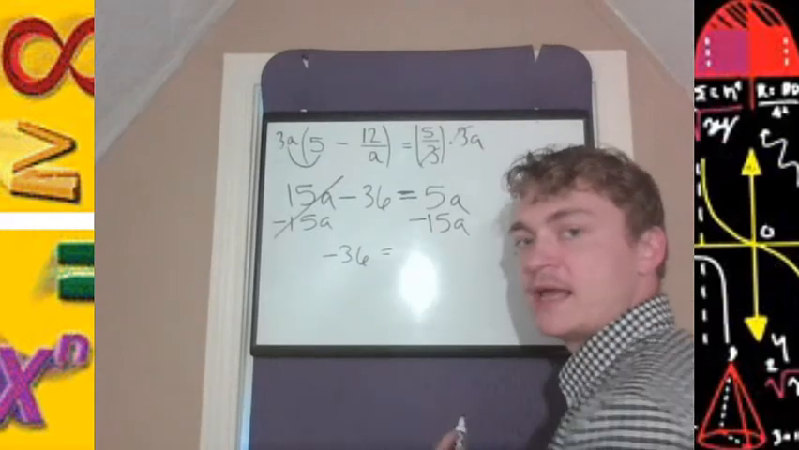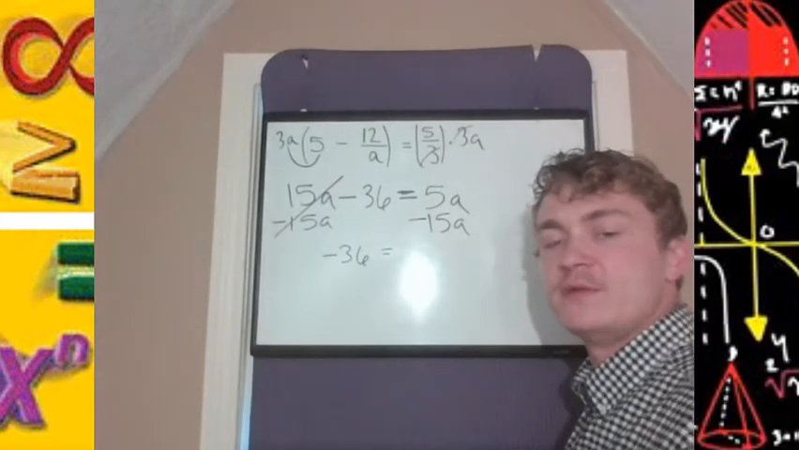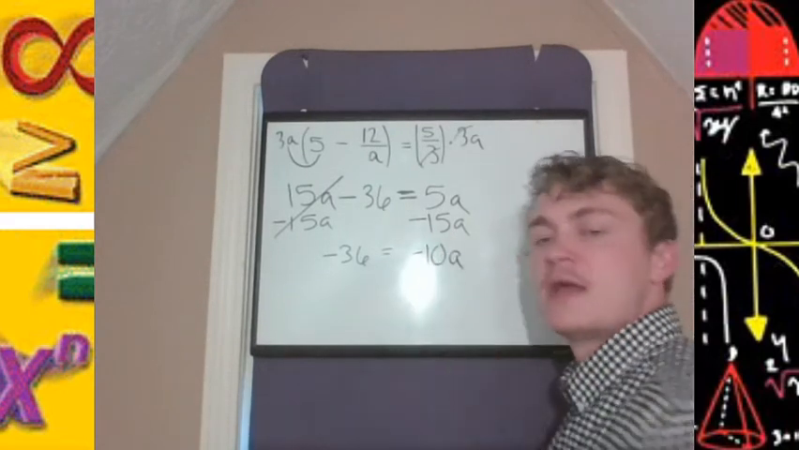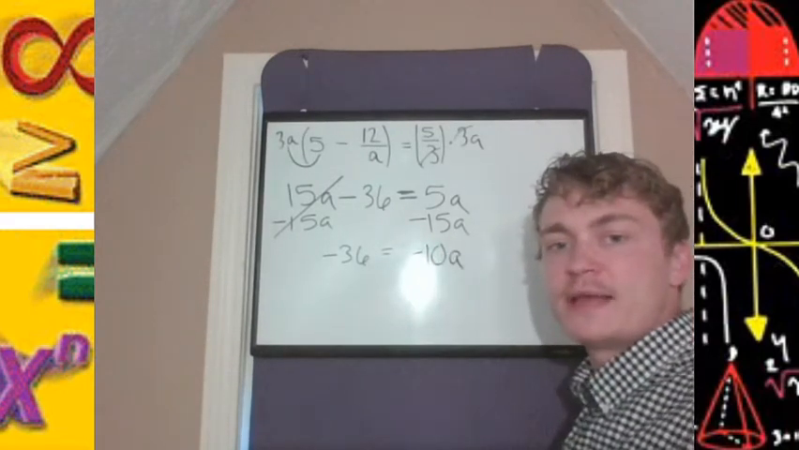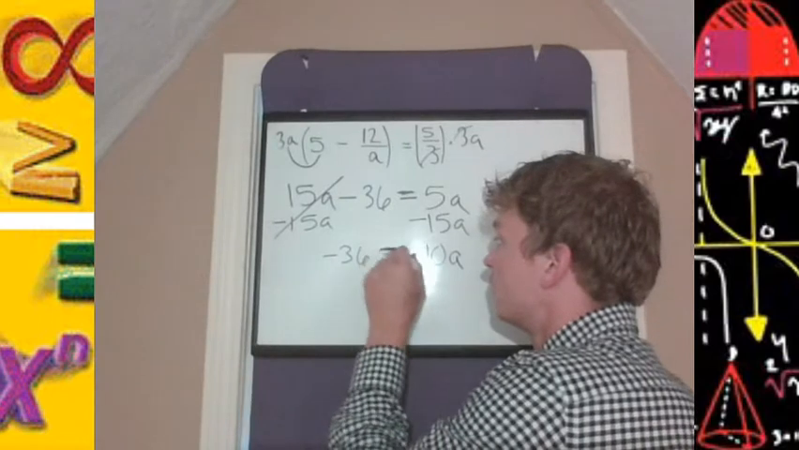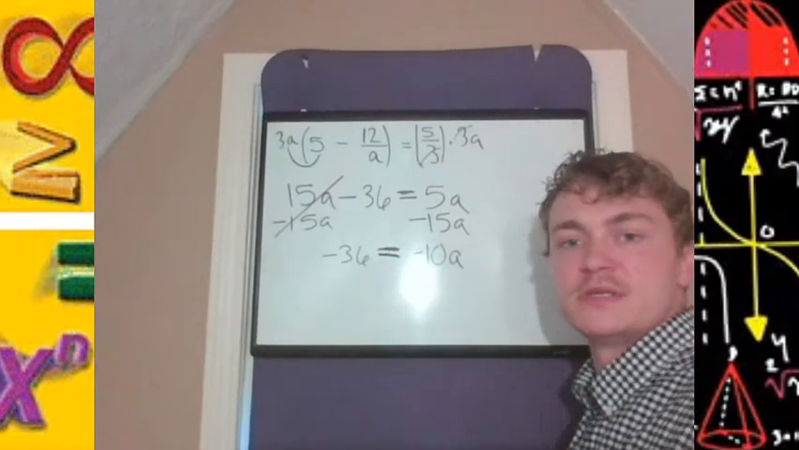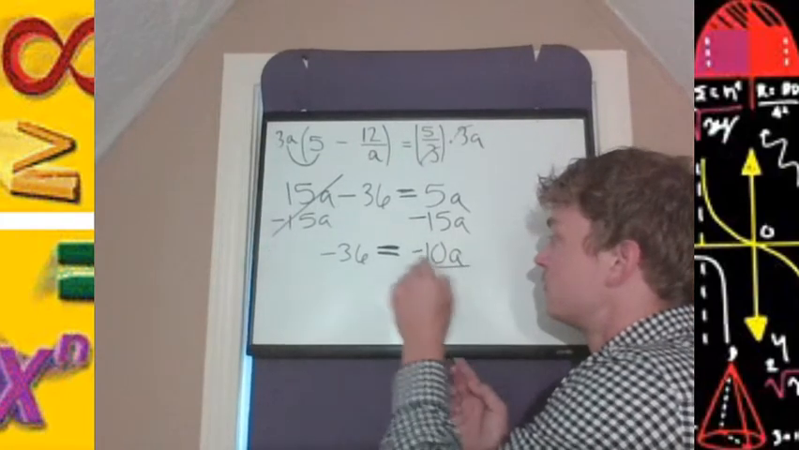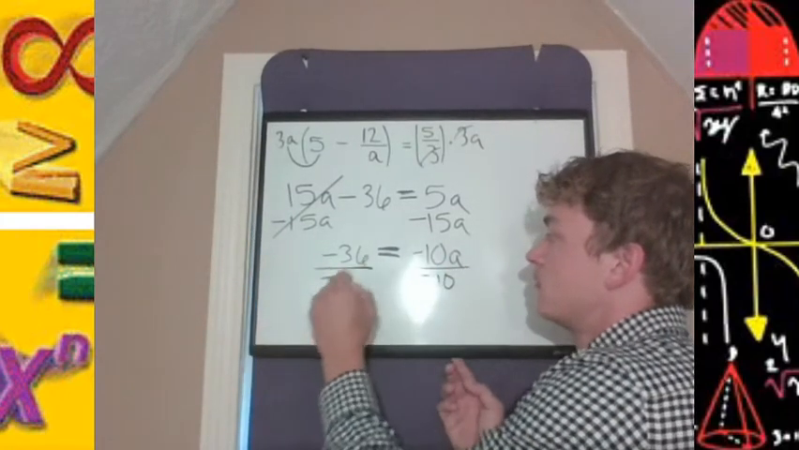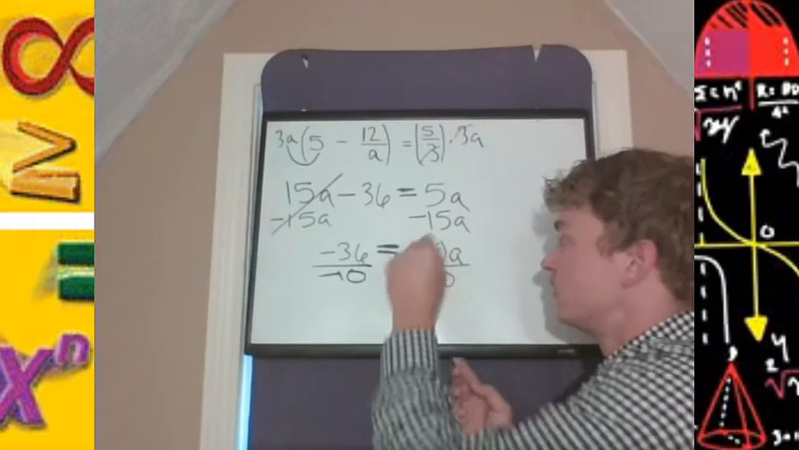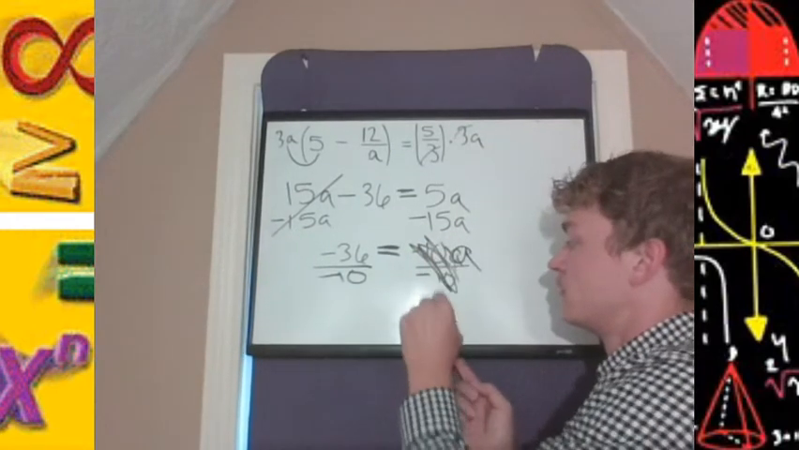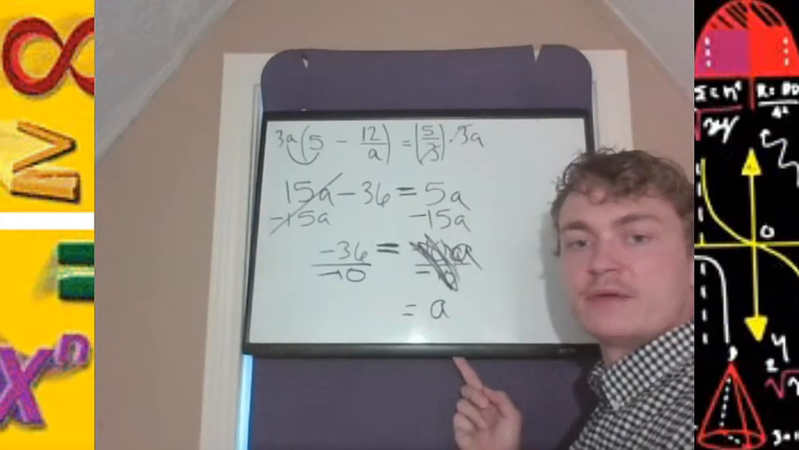On the right hand side, how many a's do we have? 5 minus 15, we have negative 10 a's. A right now is currently being multiplied by negative 10, and this equals negative 36. Divide by negative 10. On the right hand side, we get a cancellation, and we're left with the variable a.